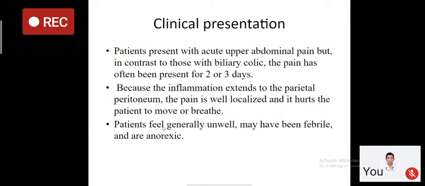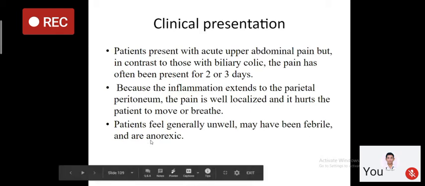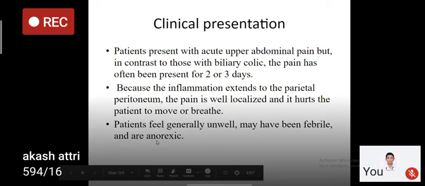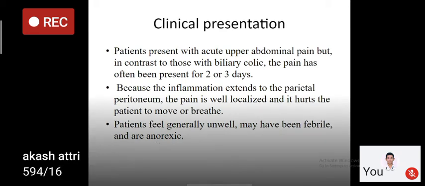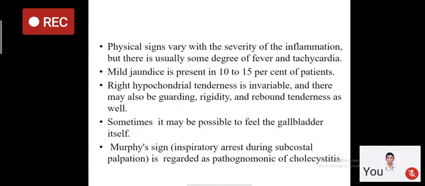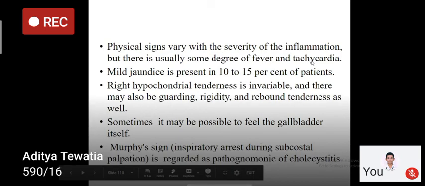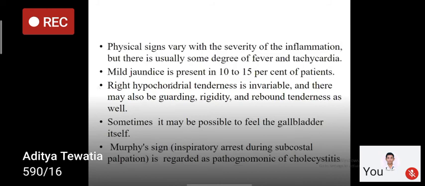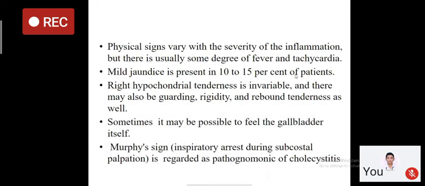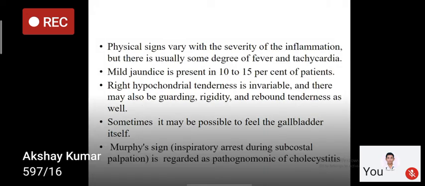And a patient with acute cholecystitis usually feels unwell, can be febrile, and anorexia can be there. Anorexia is not there in cases of biliary colic and chronic cholecystitis, but in acute cholecystitis the patient will be febrile and anorexic. If you do a general physical examination, you will find some degree of fever and tachycardia. Mild jaundice can be present in 10 to 15% of patients with acute cholecystitis, and you will find right hypochondrial tenderness.